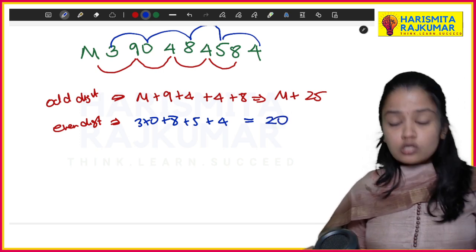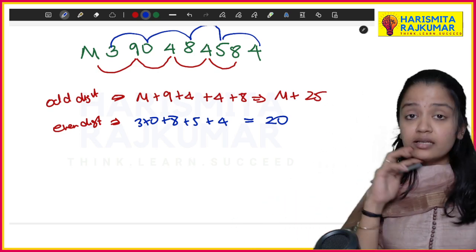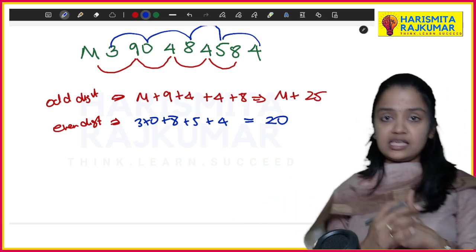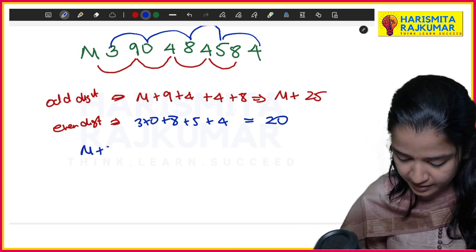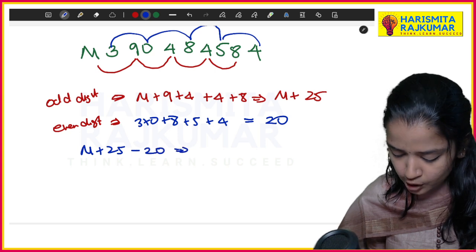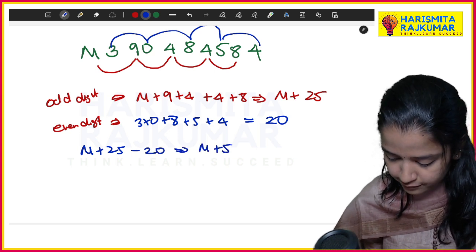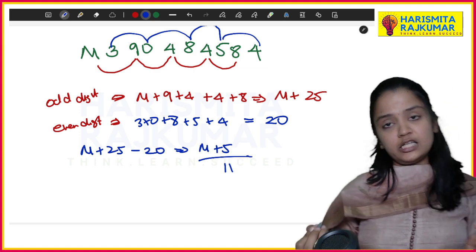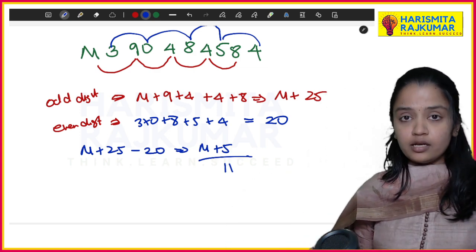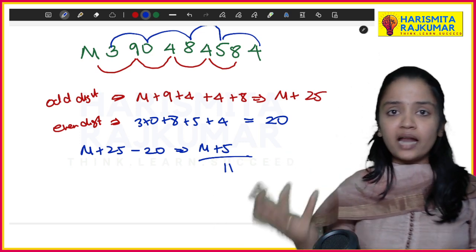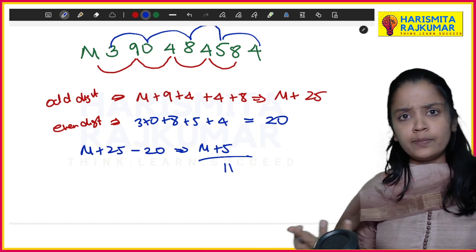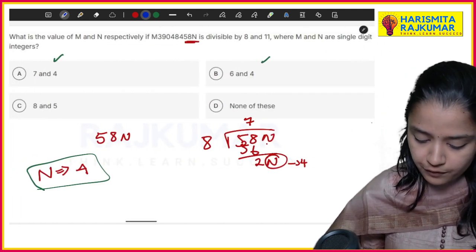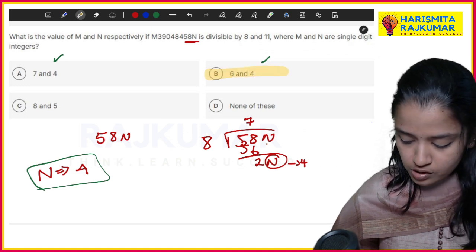So 20. When you subtract, odd minus even, that answer should be divisible by 11. So m plus 25 minus 20, you'll get m plus 5. This should be divisible by 11. For it to be divisible by 11, it can be 11. So when m is 6, it is 11, so it is divisible by 11. So your answer for this question is m is 6, n is 4.